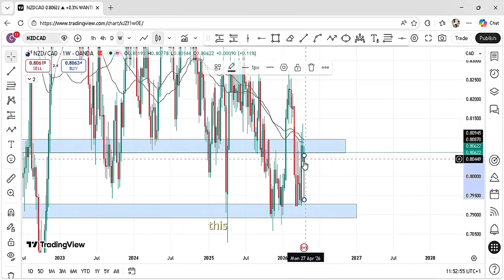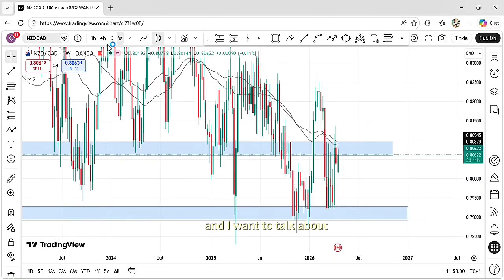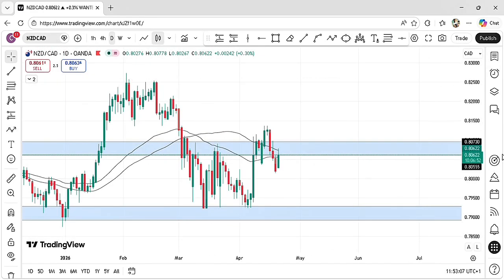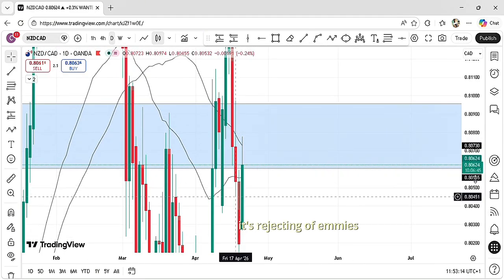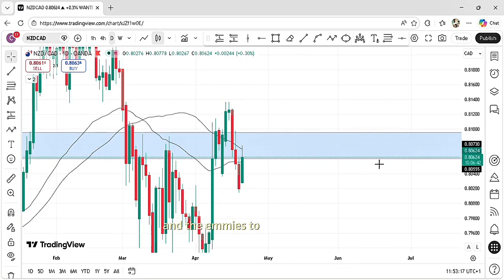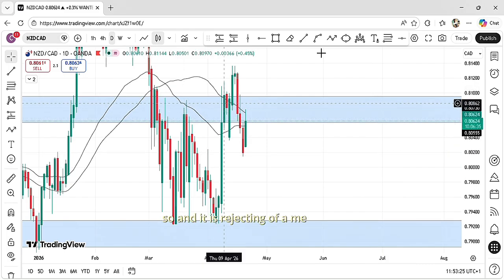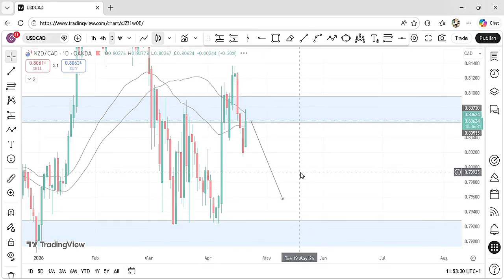While this one also, AUD, I'm waiting for a buy, just to show me that buyers also are in control. This is one trade that I want to take and I want to talk about very quickly. Now if you look at it on the weekly time frame, you see two things. It is rejecting off EMAs, and the EMAs to some extent just clicked together, like touched each other.